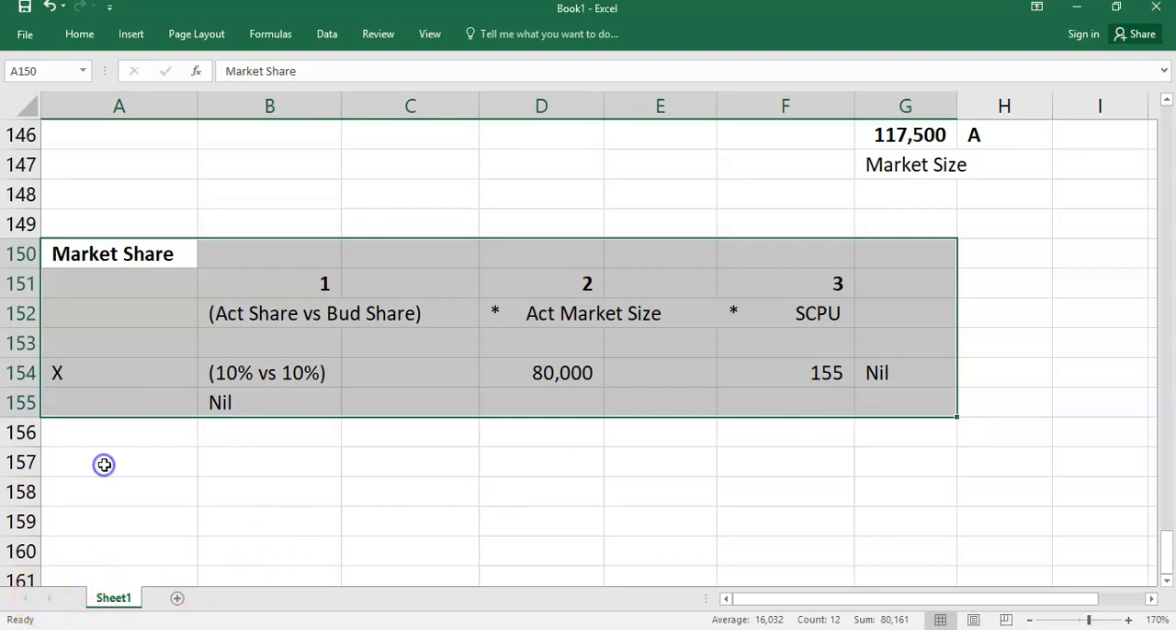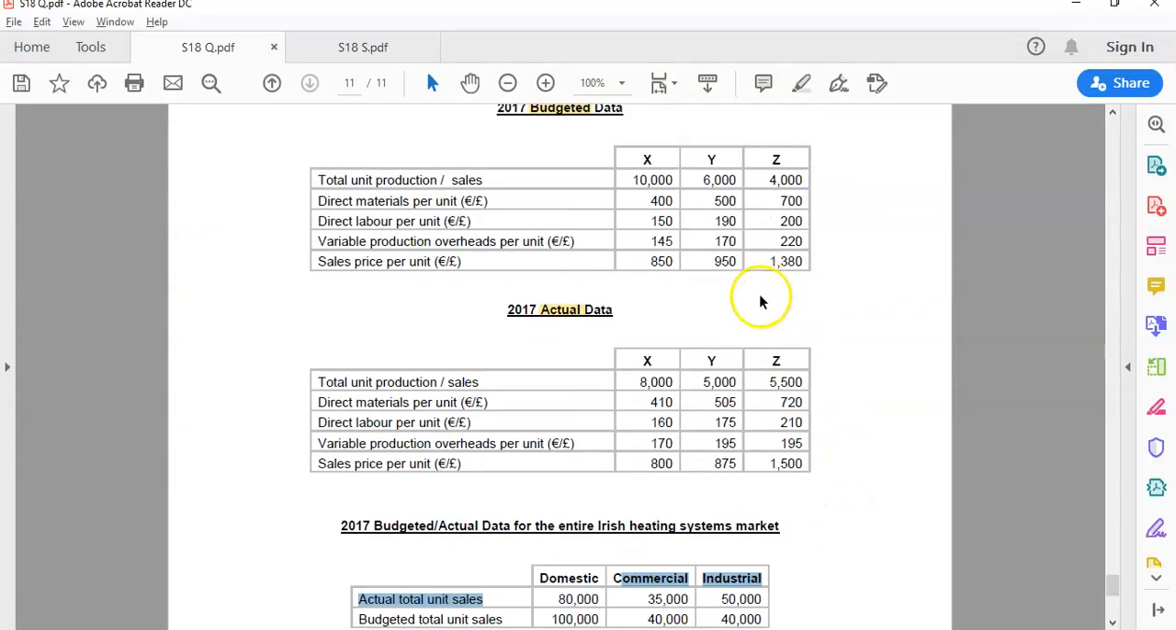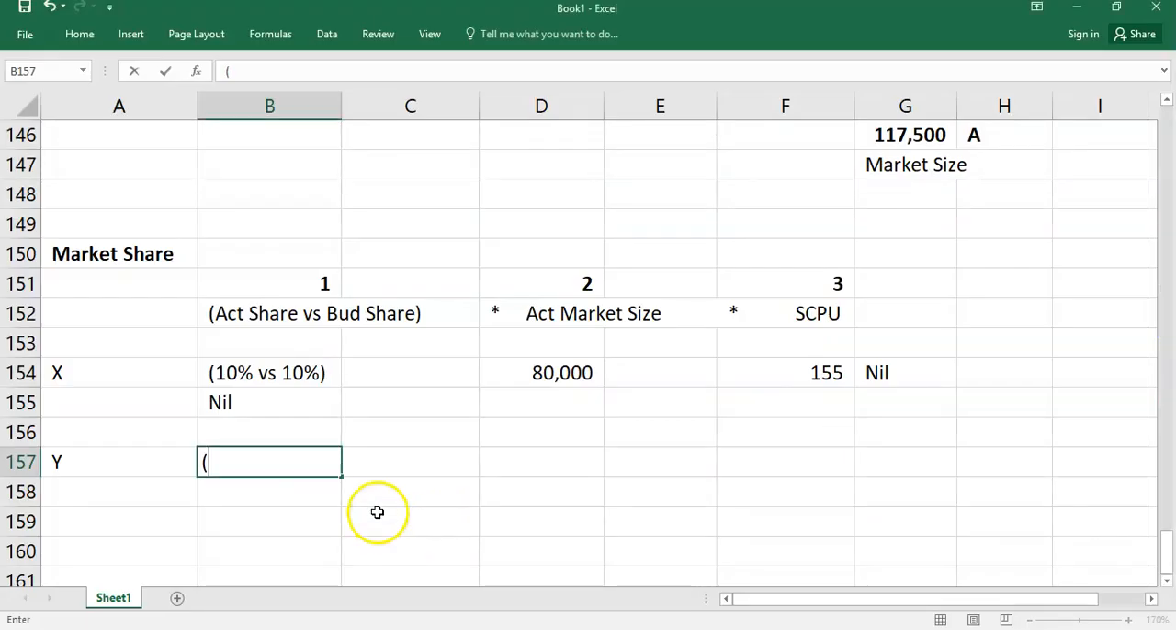All right. For product Y, the actual market share, remember go back, it's actual over actual, 5,000 sales over 35. So 5 over 35, just be careful there. If you do, it equals 5 over 35.